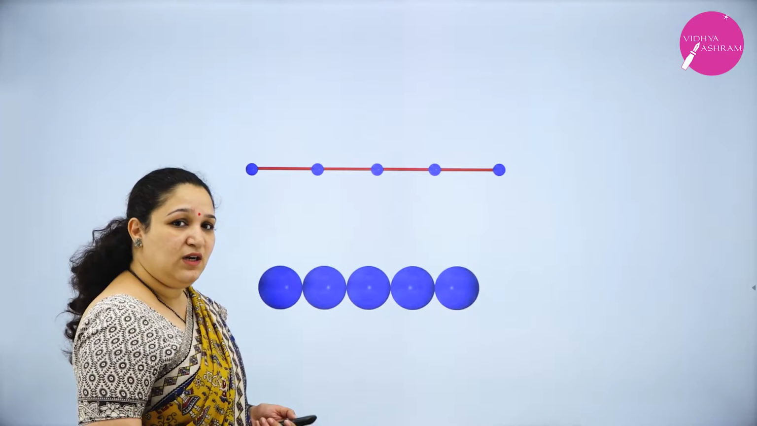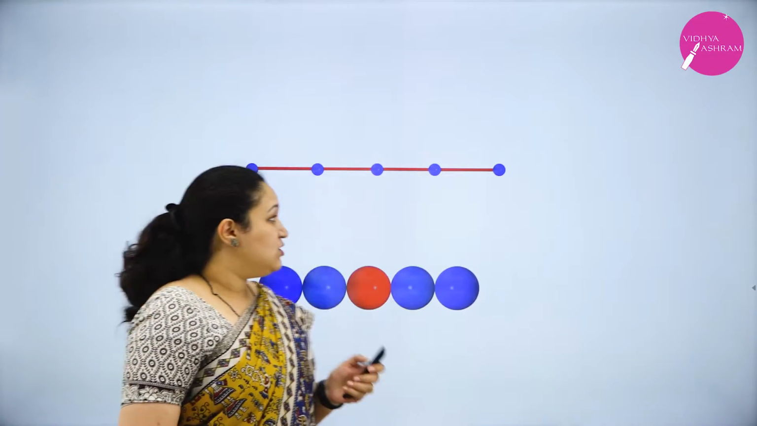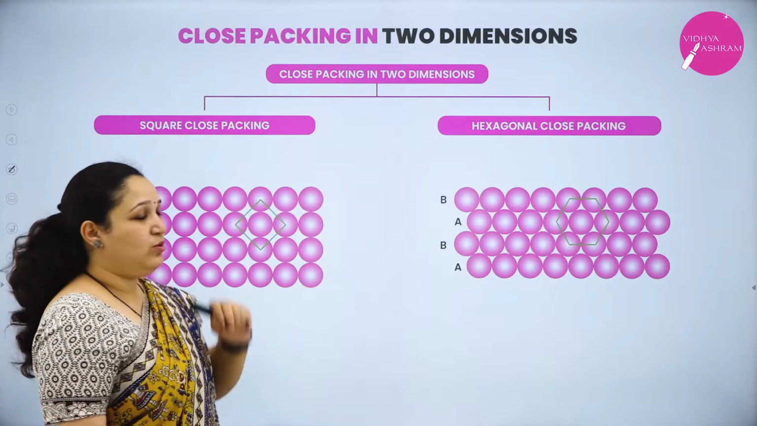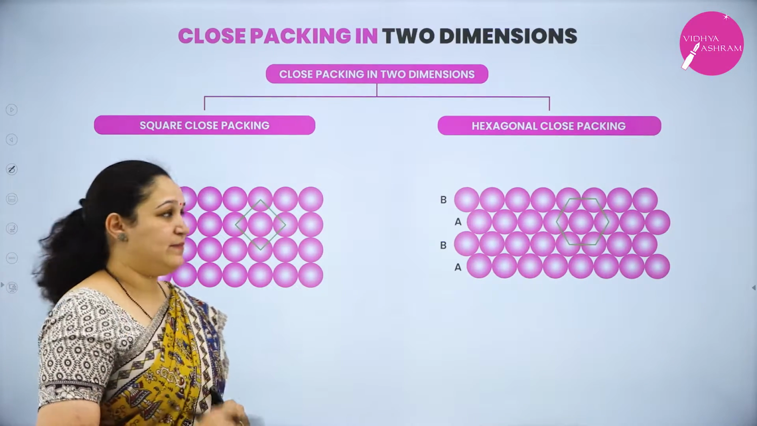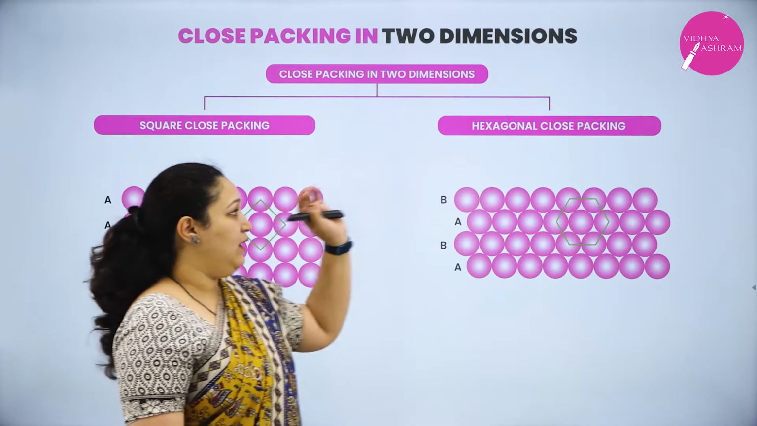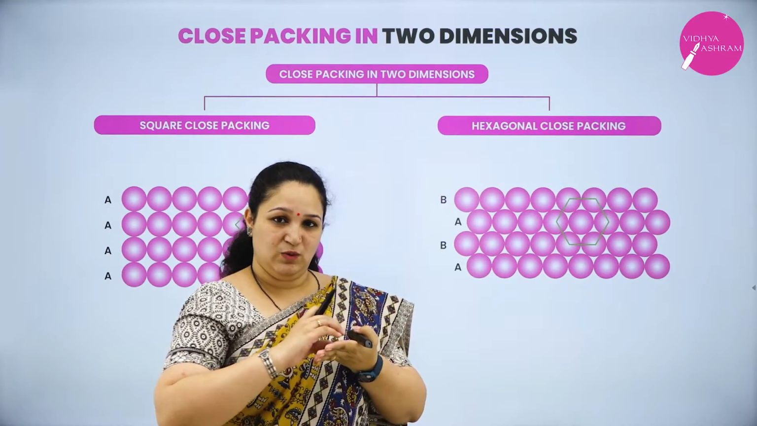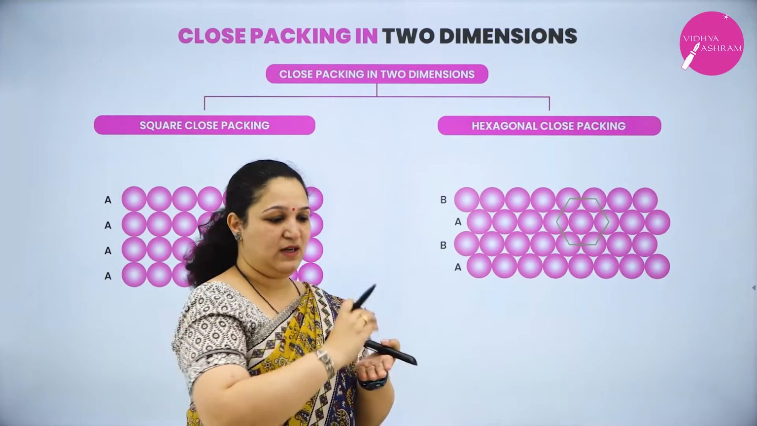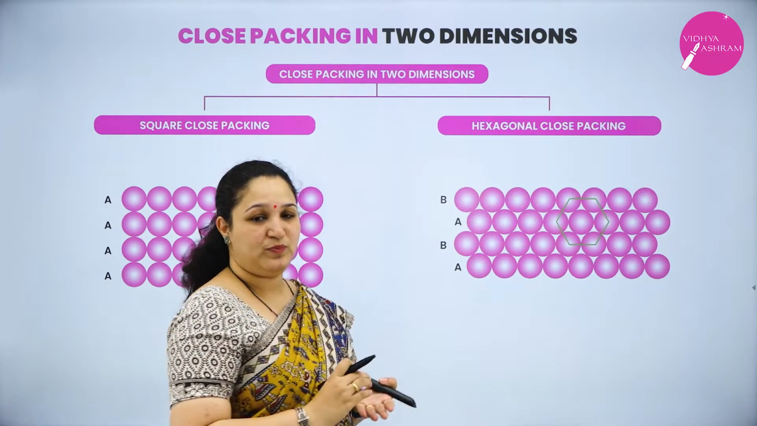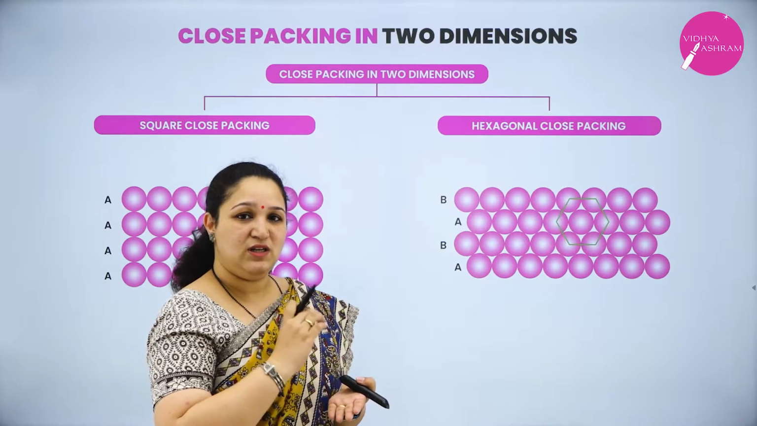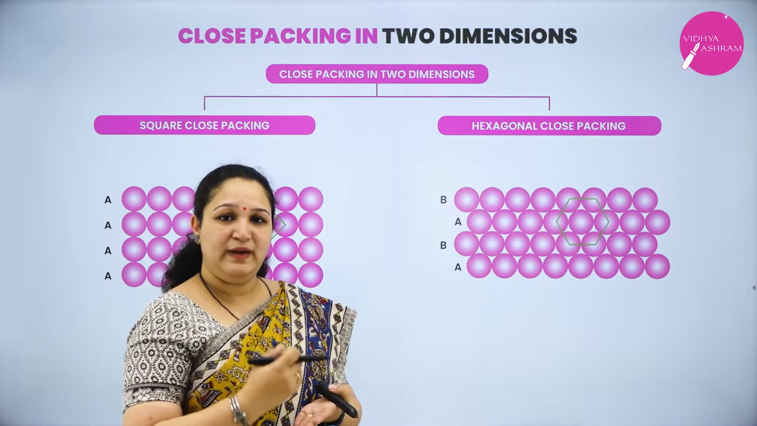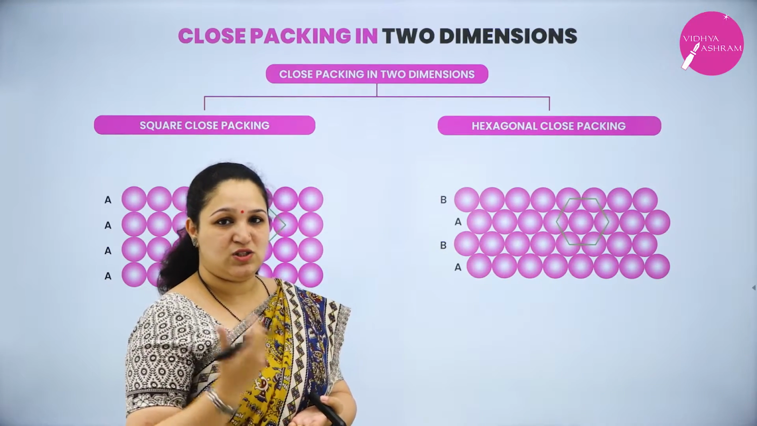Next, we learn close packing in 2 dimension. Now, what do you mean by close packing in 2 dimension? It is in 2 axis. So, close packing in 2 dimension are of 2 types: square close packing, hexagonal close packing. Now, we learnt the 1 dimensional packing, that is, the particles are arranged in a single row. So, such 1 dimensional spheres we are taking to build the 2 dimensional packing.